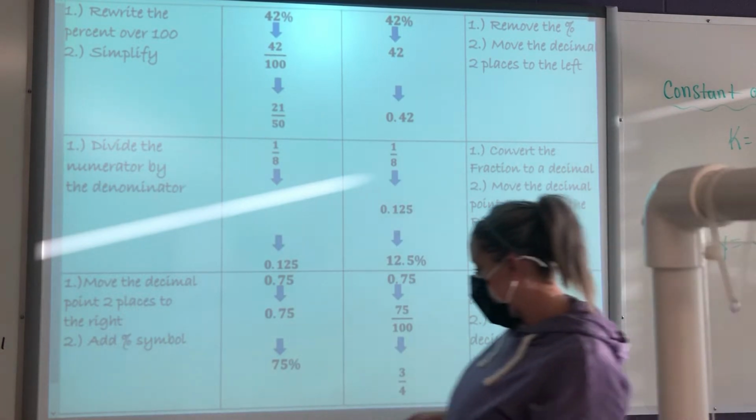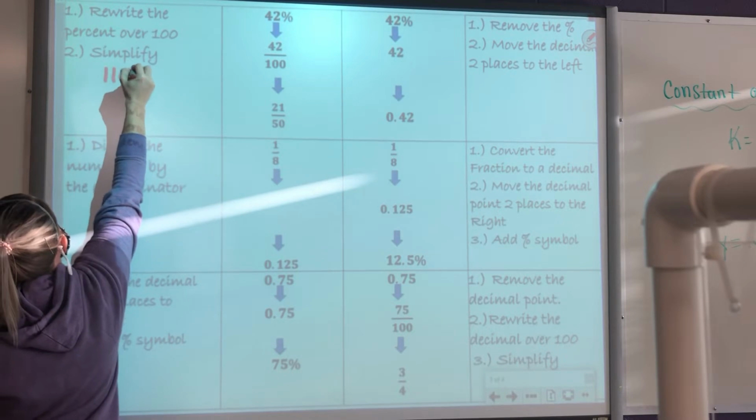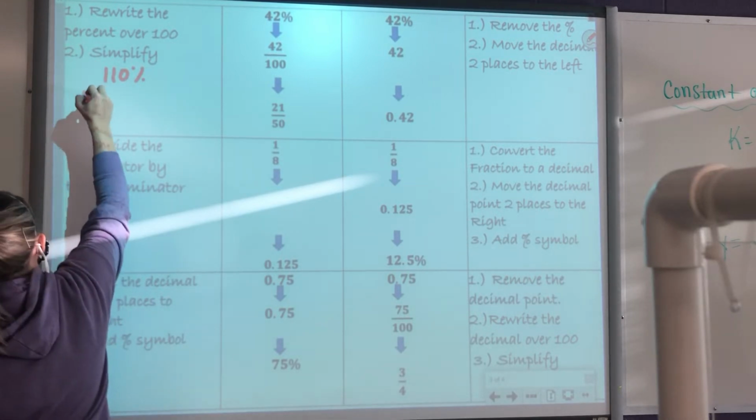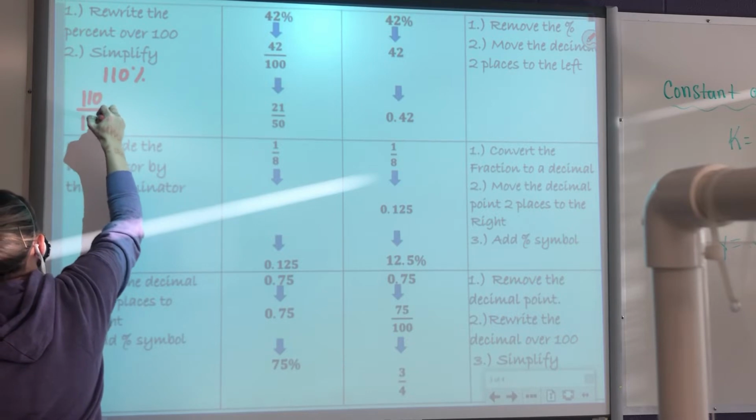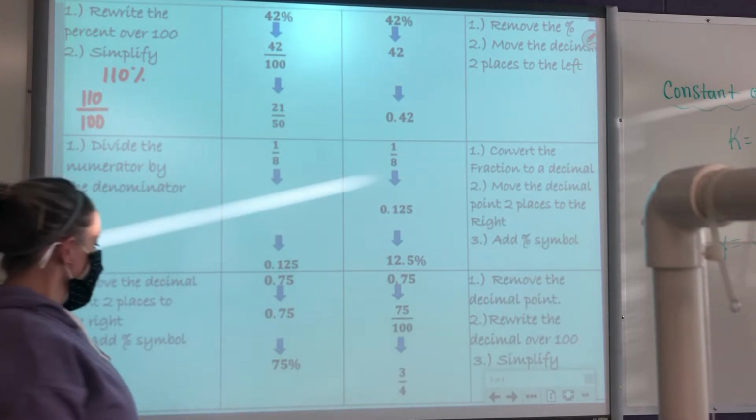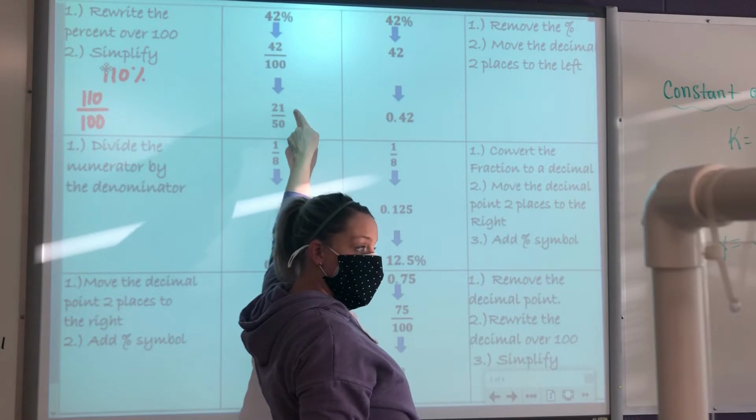What if we have this? Yeah, it still goes over 100, right? We still do this, and then we reduce from there. Okay? Does that look familiar? Yeah.